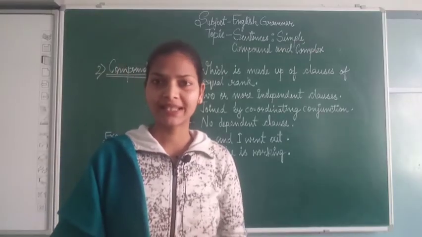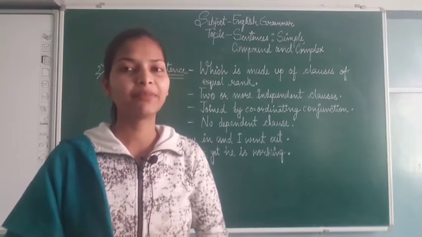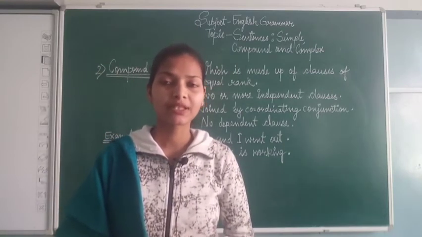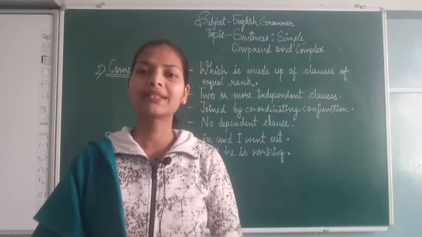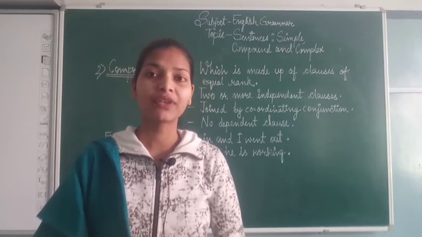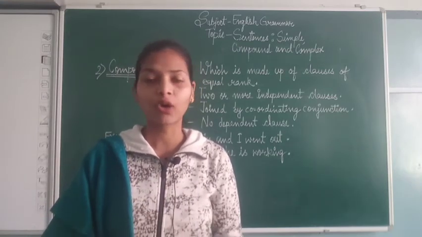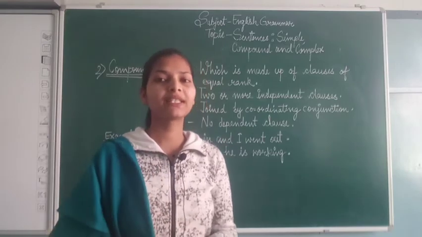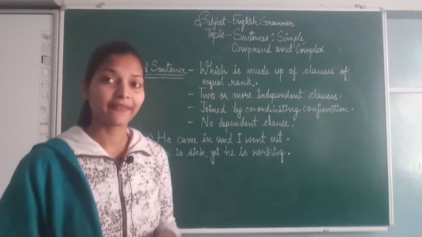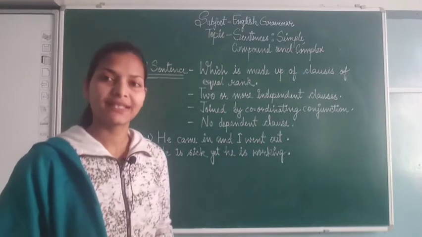So here comes the second type of sentence, which is the compound sentence. Now what is a compound sentence? A sentence which is made up of clauses of equal rank, we call it a compound sentence. Now one thing is very clear, that as we are talking about clauses of equal rank, then obviously we are not talking about one. So a compound sentence consists of two or more independent clauses, and that too independent. There is no dependent clause in a compound sentence.